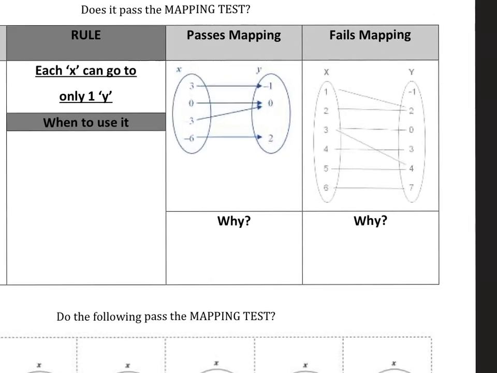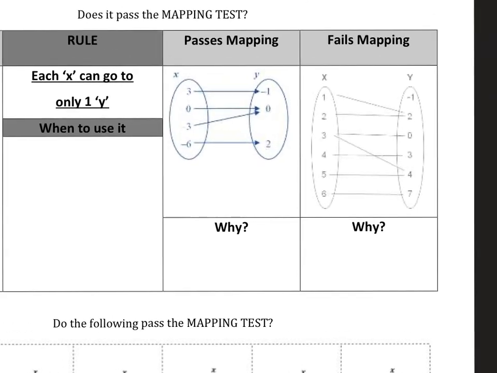So looking at this, we have a line going from there, a line going there, a line going there, and a line going there. So, thinking about this, does this pass the mapping test? And the mapping test means that each x can only go to one y. So would this pass? Yes, it would. Each x only has one y.